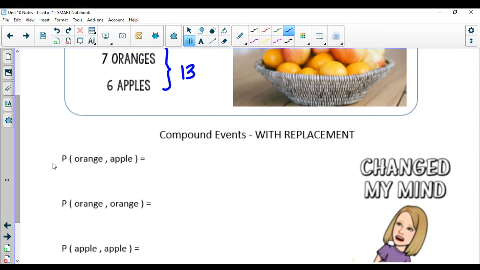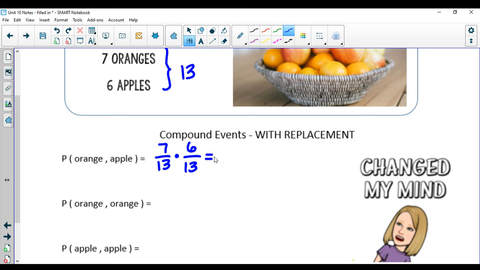So our probability of selecting an orange and then an apple is going to work like this. The probability that I pick an orange is 7 out of 13. I get my orange, I look at my orange and I say, you know what, I changed my mind. You put it back in the fruit bowl. So now instead of that piece being gone, it's right back in. So you're back to having 13 possible pieces of fruit to choose from. You decide now that you want an apple. So that's 6 out of 13.